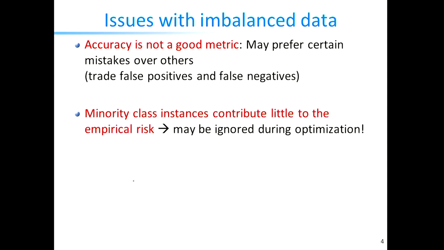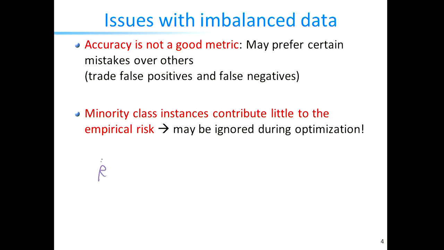So this is some of the issues that arise. First, accuracy is not necessarily the right metric, since you may prefer one kind of mistake over the other. And second, minority class instances contribute little to the objective. This potential issue with using something like stochastic gradient descent might be a consequence of this, or even just of the formulation of the optimization problem.